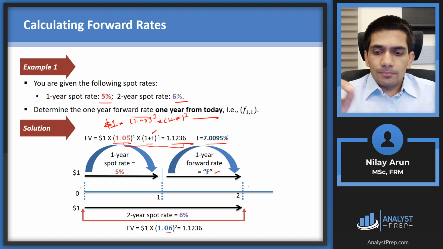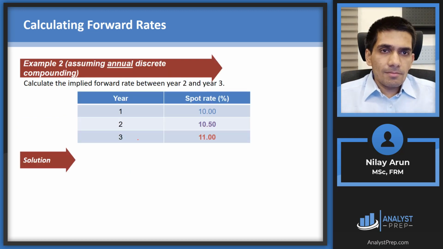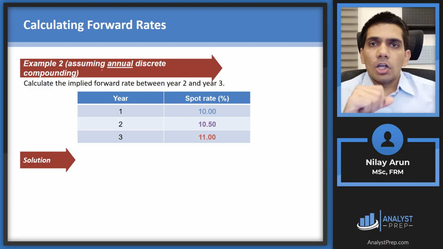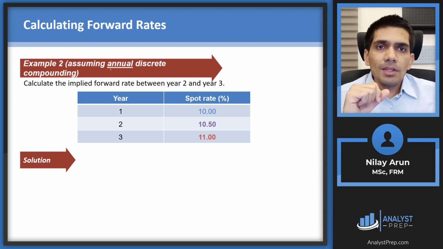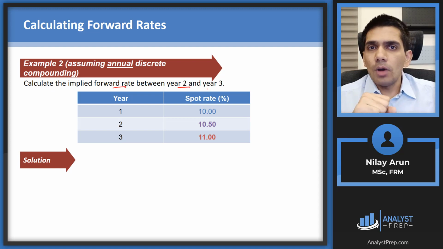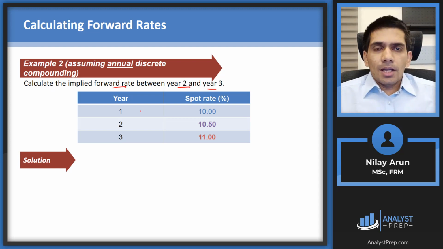So let's see. Now you have example 2. We assume annual discrete compounding. We need to calculate the implied forward rate between year 2 and year 3. Now the reason why we are extending the previous example is because in almost all likelihood, if this particular question was to come up in the exam, it will not be in the format which we just did. That was only to make you understand the concept.